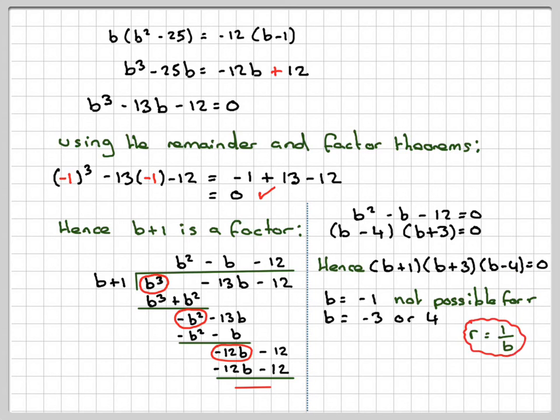Hence, the common ratio, which is r is 1 over b, is going to be r is minus 1/3 or 1/4. So the possible values are minus 1/3 or 1/4.